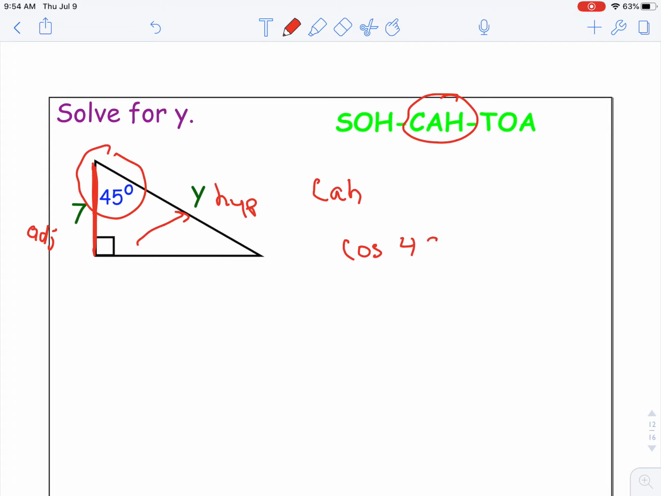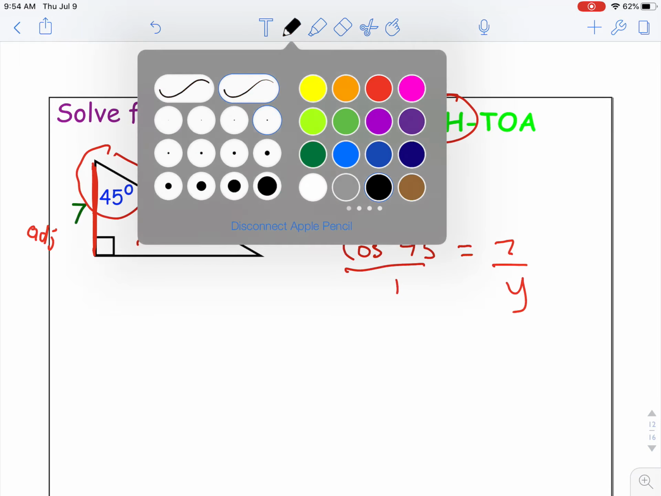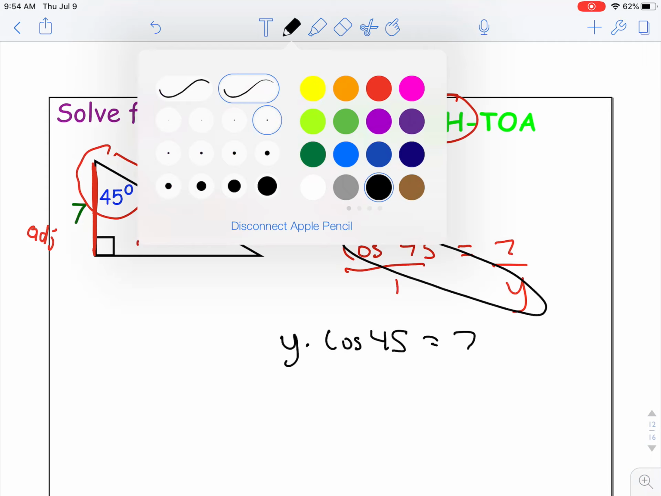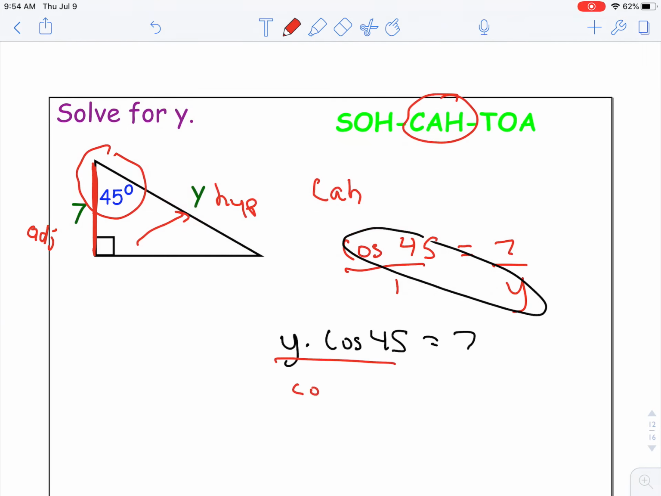That's CAH, or cosine. So the cosine of that 45-degree angle will always be the exact same decimal ratio number when you divide the side that's adjacent, 7, by the hypotenuse y. And so again, I'm just going to put a 1 under this, and I'm going to cross multiply. So now I get y times the cosine of 45 equals 7. Now to solve this for y, I actually have to divide by the cosine of 45.